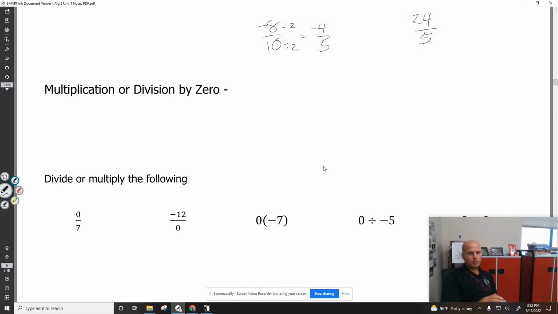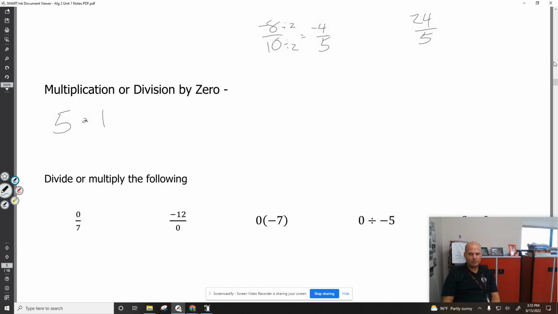Great thing to know, multiplication or division by zero. Think about multiplication as how many groups. I want three groups of 5, 10, 15. It's the same as five groups of 3, 6, 9, 12, 15, right? Let's think about one group of 5. All right, you have one group of 5. You have 5.